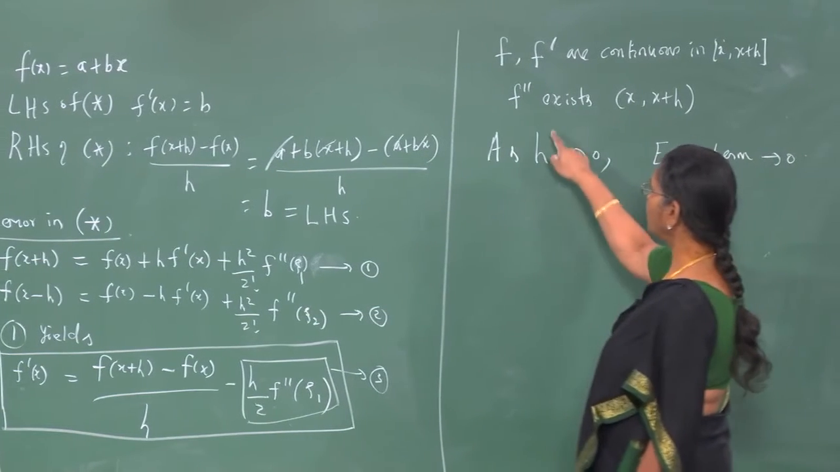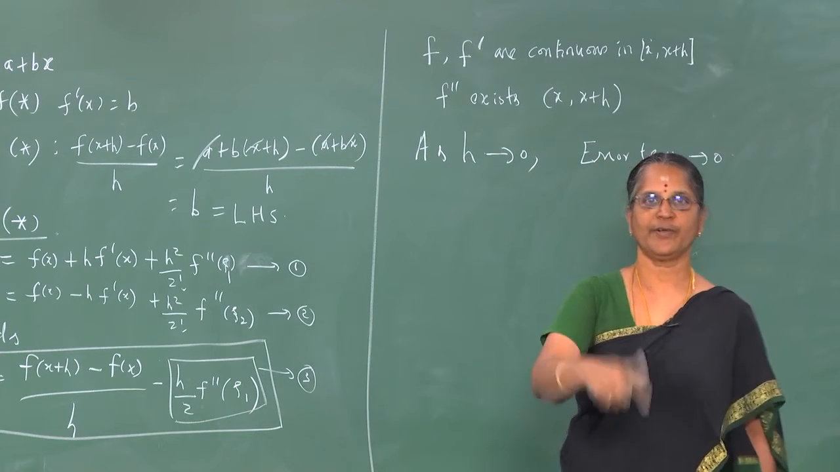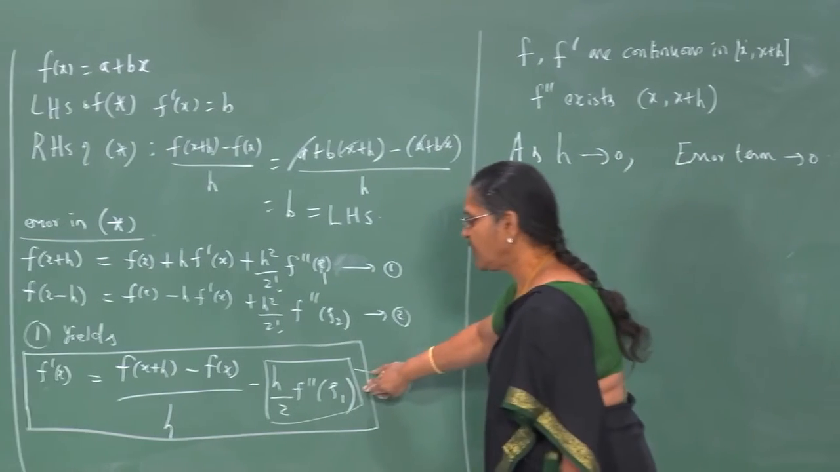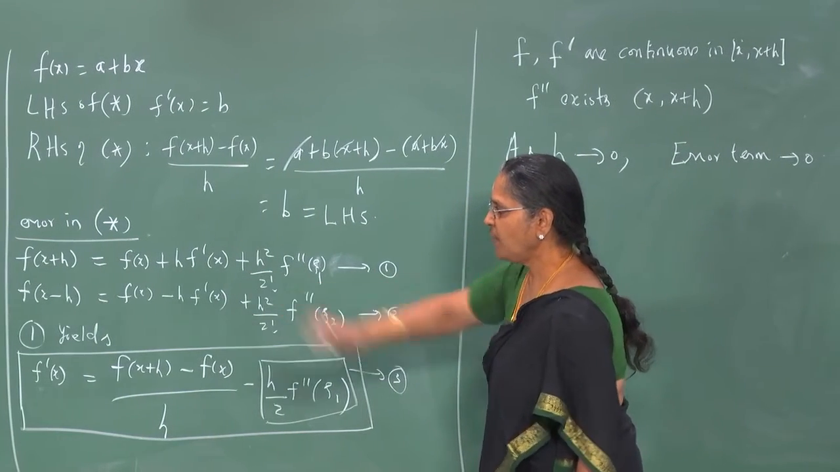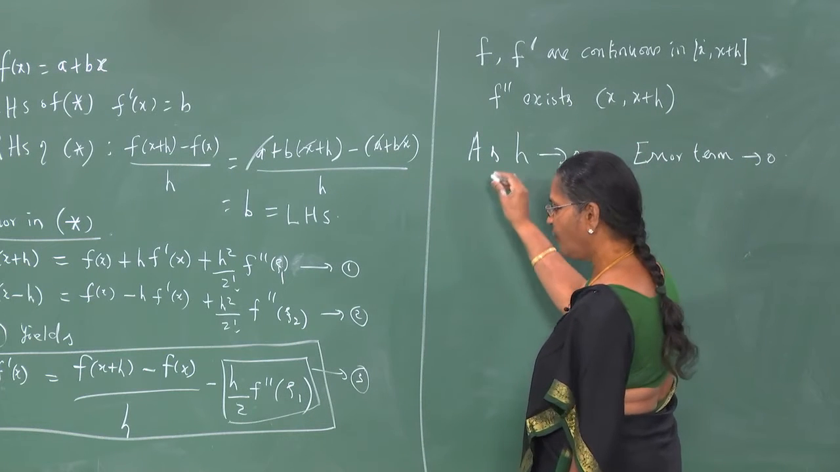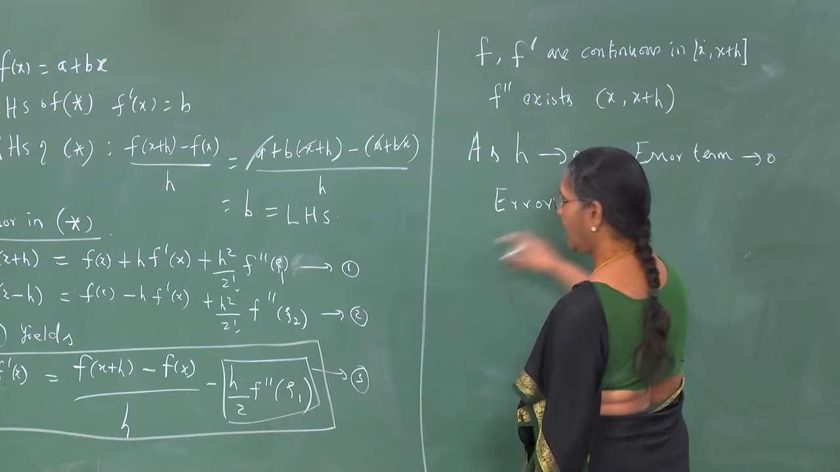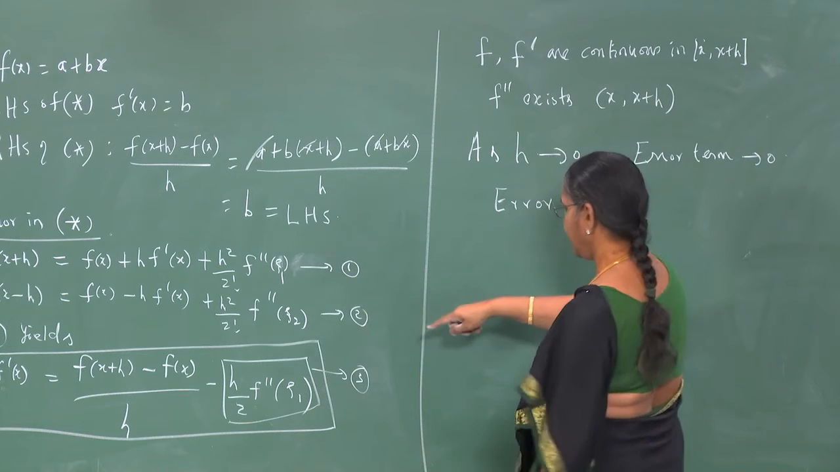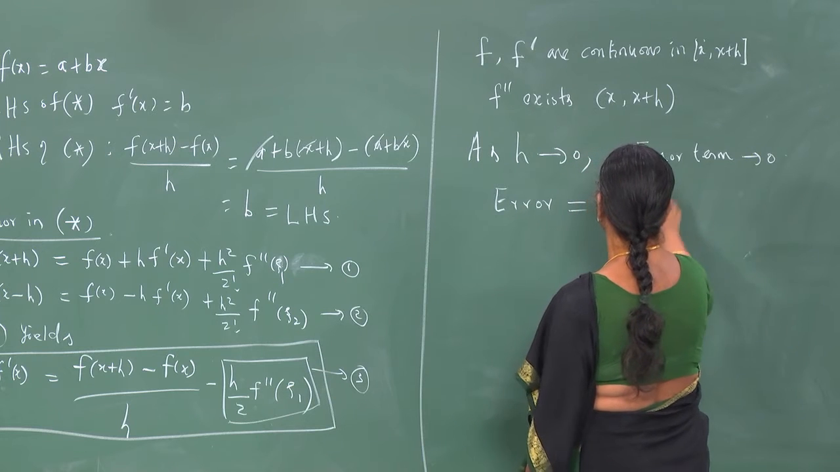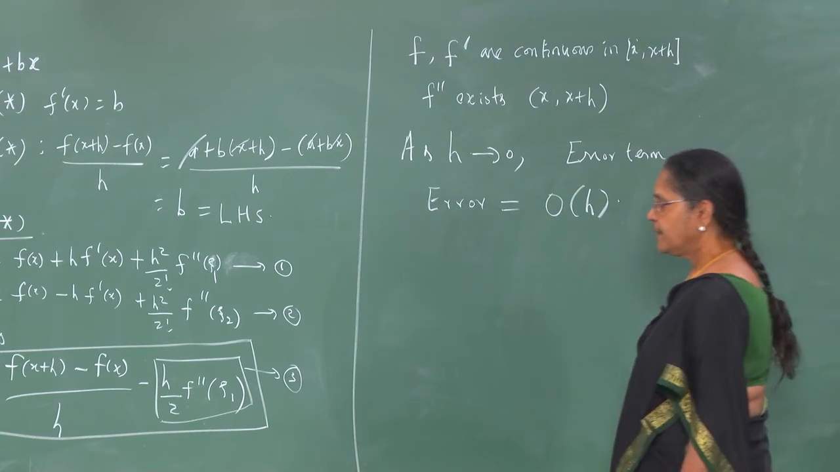Namely, the power to which h is raised gives you the order of accuracy of the method, and therefore, the method 3, which can be used to estimate f prime x in the interval x to x plus h, is of order of h. So, the error in 3, or error in star, is given by the term here in 3, and it is of order of h.